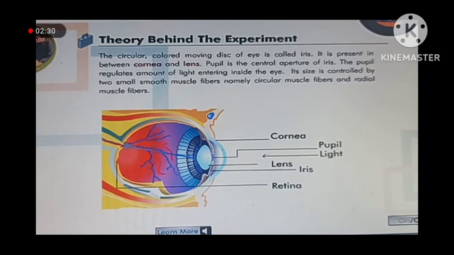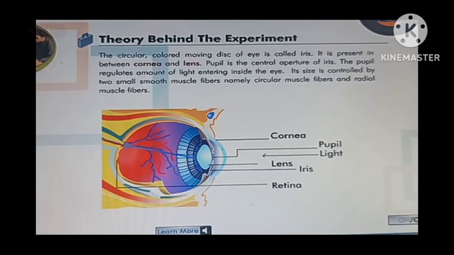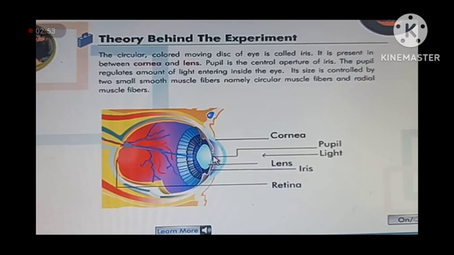Its size is controlled by two small smooth muscle fibers, namely circular muscle fibers and radial muscle fibers. The iris consists of circular and radial smooth muscle fibers. Iris regulates the amount of light entering through the pupil. Pupil size is regulated by parasympathetic reflex through circular muscle fiber and sympathetic reflex through radial muscle fiber.